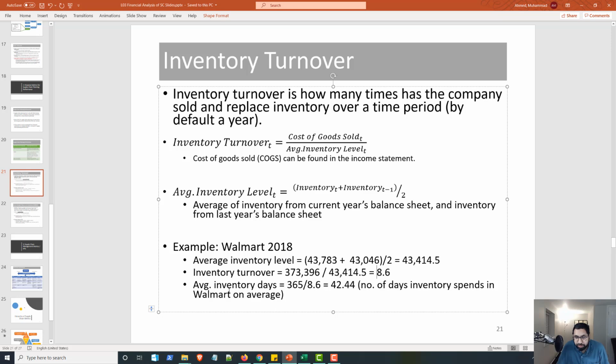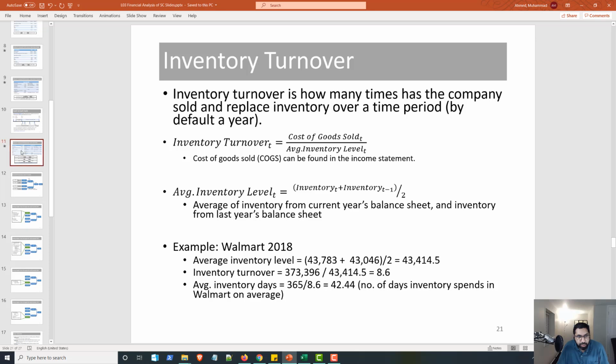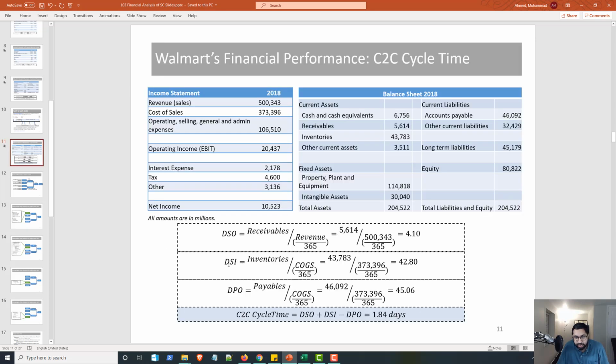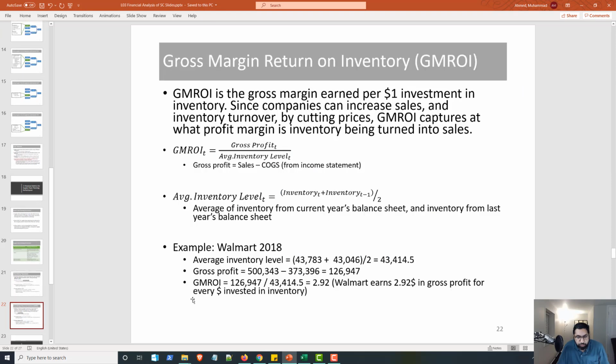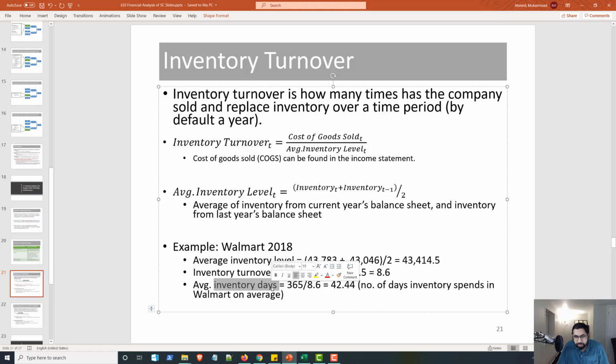And then average inventory days is just the inventory days that we did for cash to cash cycle time. Remember, here we did inventory days, DSI, days sales of inventory. That's the same thing that we're doing here, inventory days. It turns out to be very similar. The only difference is we're using average inventory level over 2 years here, instead of just the inventory of that 1 year. That's the only difference. Otherwise, it's a very similar metric.